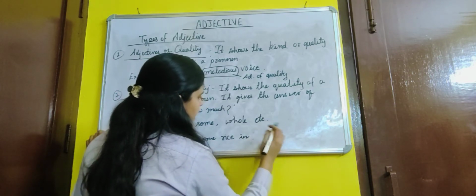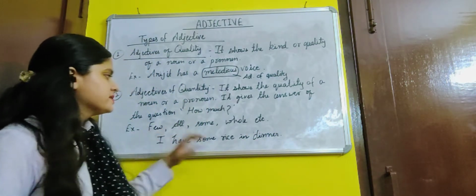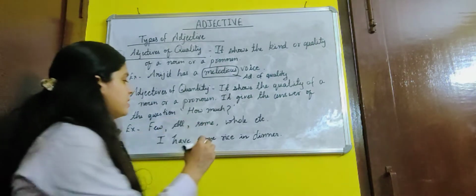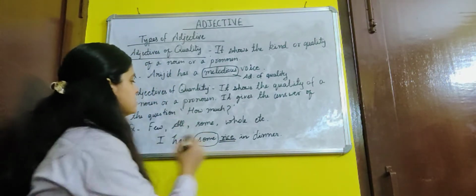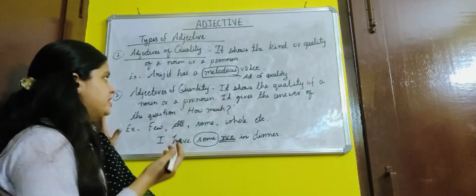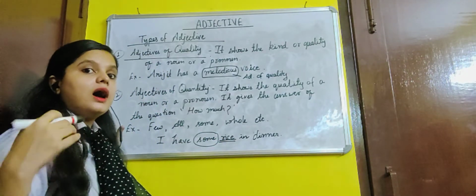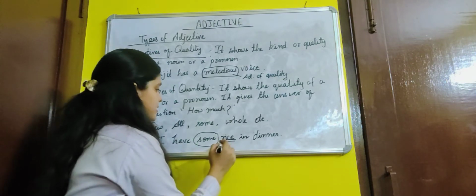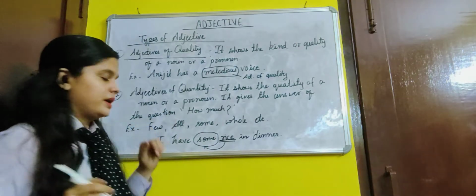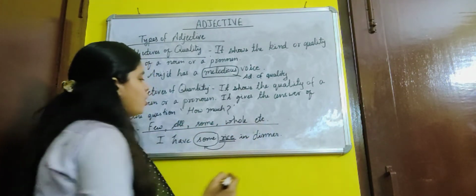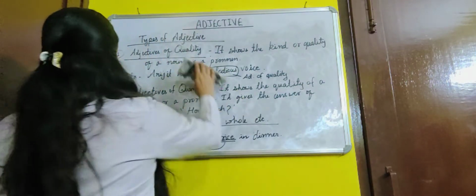Okay, and you can say, I have some rice in dinner. So in dinner you have some rice. How much rice? Some rice. Rice is an uncountable noun. So as I told you, the adjectives of quantity are used with uncountable nouns, and it always gives the answer of how much. So here the word some gives the answer of how much rice, some rice. So such words like few, all, some, whole, etc. are adjectives of quantity.